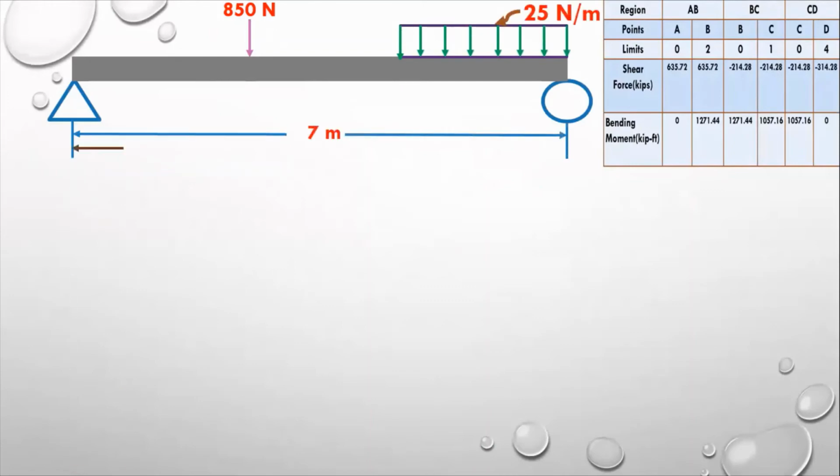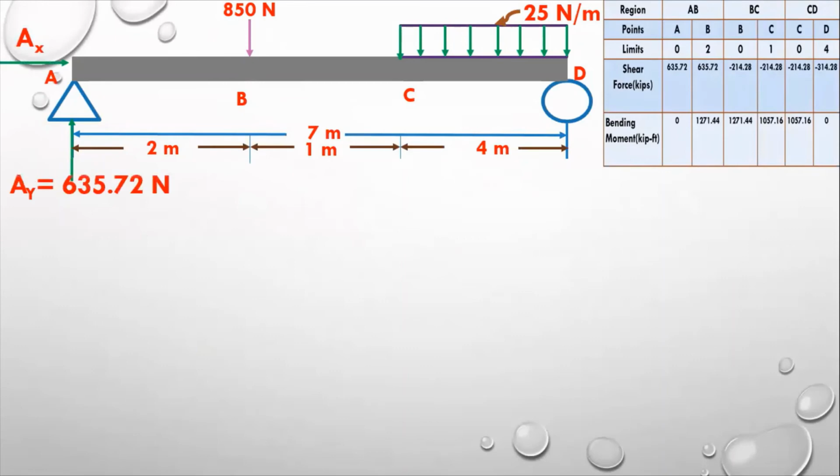First of all, we are taking this table which we made in the previous slide, and now I am drawing the simply supported beam for which we have to construct the shear force and bending moment diagram. So this is the question. We are going to construct the shear force and bending moment diagram for this beam B, C, D. Now we are going to write down the support reactions. AX is equal to 0. So AY is equal to 635.72 Newton.